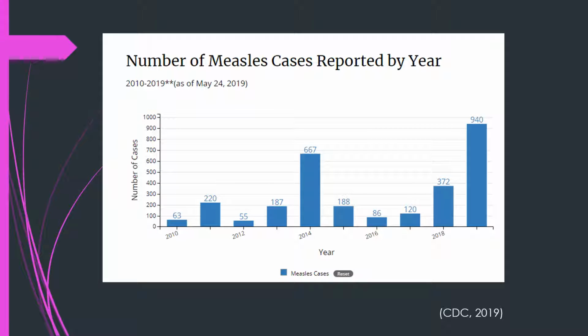Okay, so I just wanted to put this little graph on here from the CDC. And this is just the number of measles cases reported by the year. So from the left, you have 2010, and then going across, we are ending at 2019. So you can see there is a substantial increase in the number of cases reported.